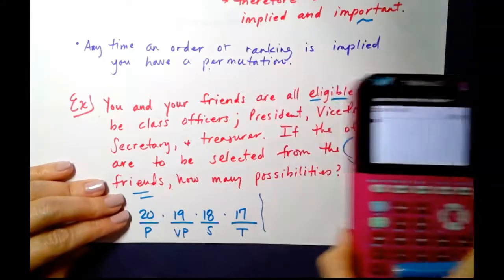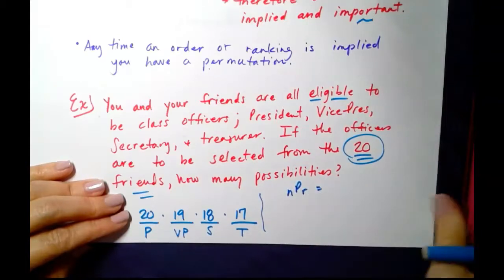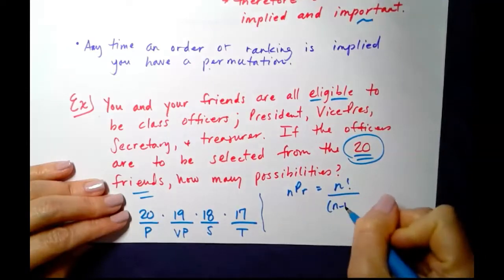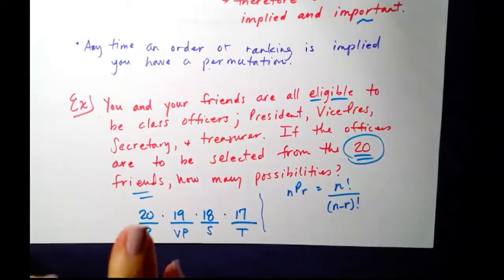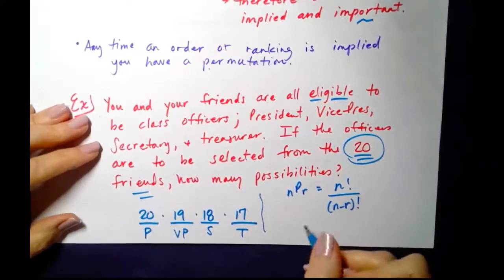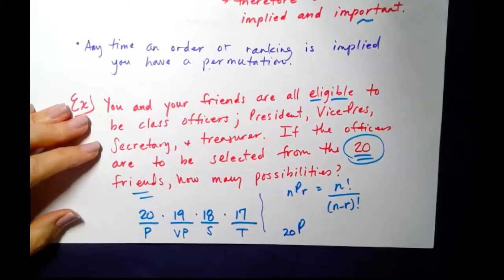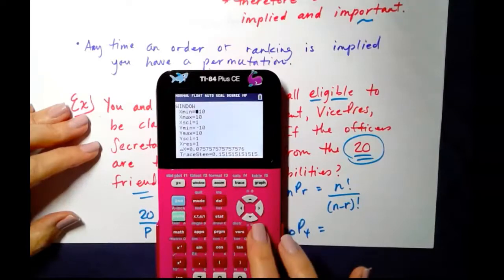Now, there's another way to do this, and it's a formula. It is the nPr formula, which is n factorial over n minus r factorial. So obviously we're going to use our calculator here because it's factorials and they're very, very large numbers. So this would be 20 friends being permutated, arranged 4 at a time. So if I go to my calculator, 20, and then this is, whoops, wrong thing.